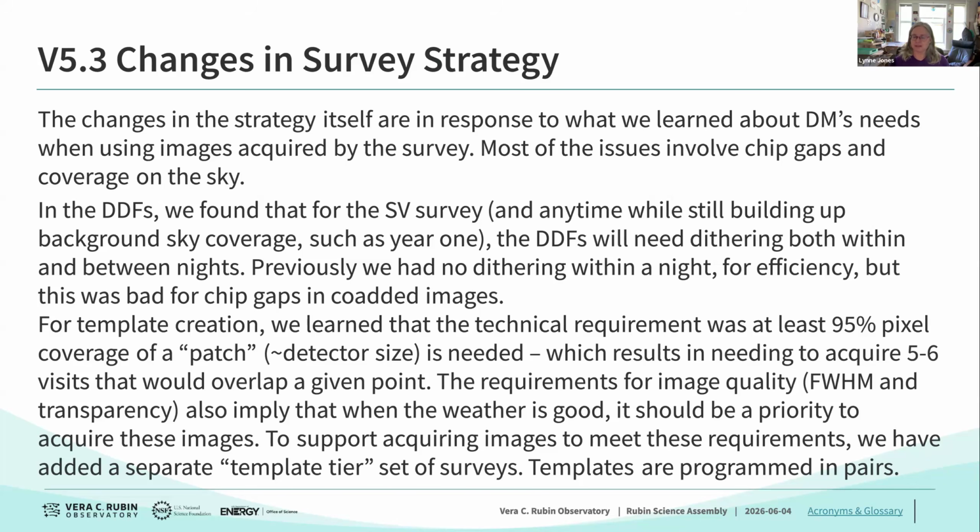And that's not the same thing as getting 3 images with overlapping visits. So what we found is that it looks like we need to acquire 5 to 6 visits to overlap a given point in order to meet the pixel coverage requirements. So the end result of this was that we needed more images for the template tier, and the image quality requirements needed to drive our image acquisition a little bit more.